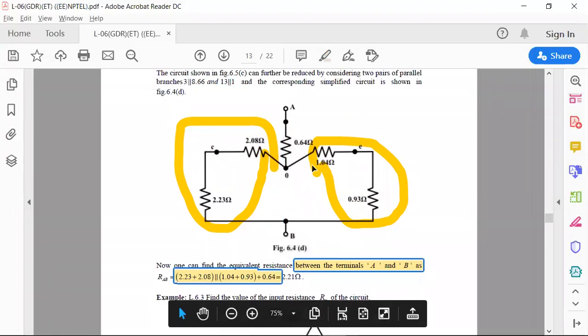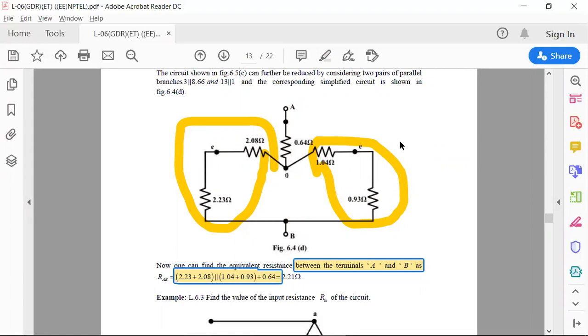So this is the way of solving these types of problems. Please try to solve more and more problems in star and delta transformation, delta to star transformation. Try to do more problems. In the next class also we will solve a few more problems on delta to star and star to delta transformations. Hope you understand this class.